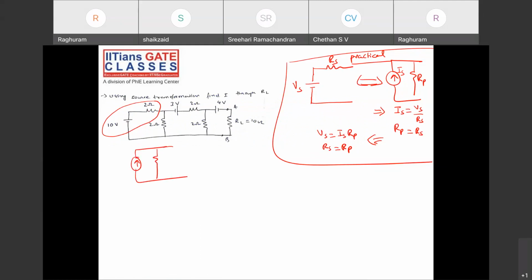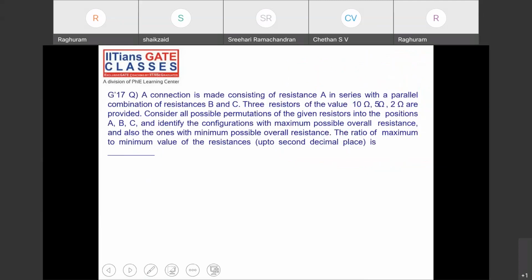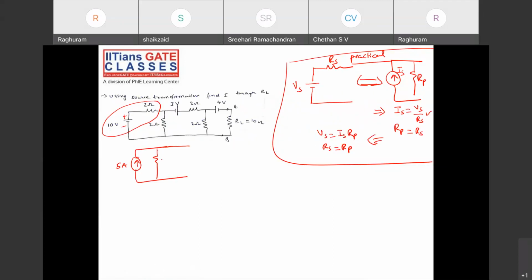Look at the directions I'm having. This is my positive, so this is my current flow direction. What will be the value of this current source? Vs by Rs. What is Vs here? 10 by 2, so 10 by 2 is 5 amperes. What will be the value of this resistor? This is again 2 ohms, right? Rp is equal to Rs, so 2 ohms again.